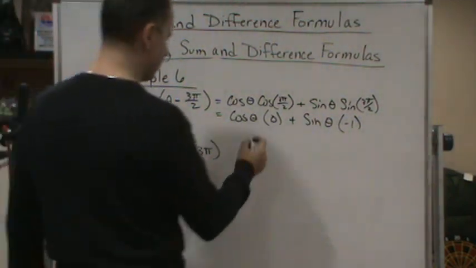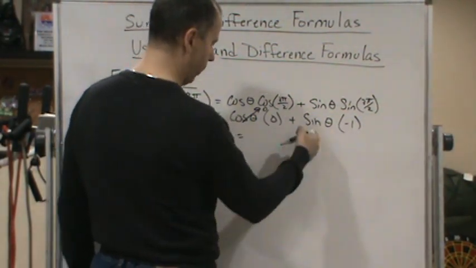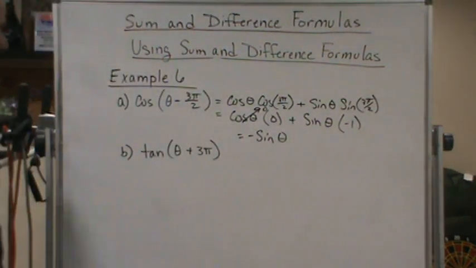And so obviously this is going to go away to 0, and this is going to be negative sine theta. And we're done with that one.